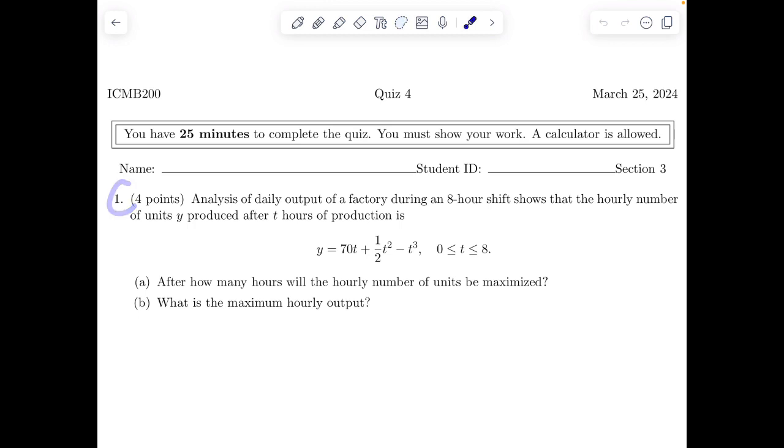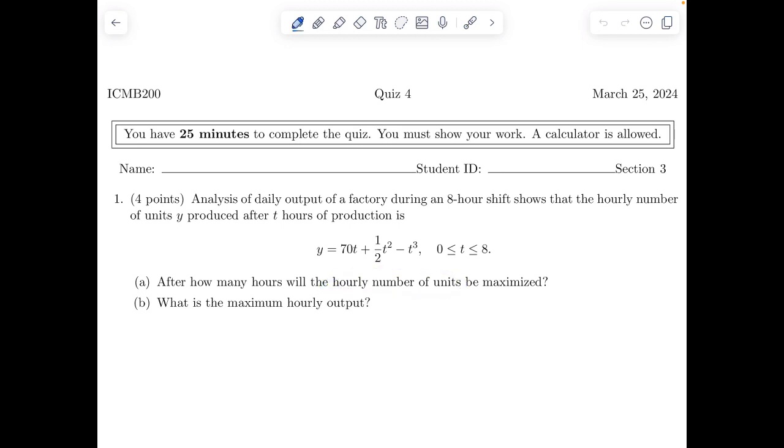It's a daily output of a factory of this 8-hour shift. It shows that the hourly number of units, which is denoted by Y, produced after t hours can be captured by these equations. And you see that the t has to be in this closed interval from t equal to 0 to t equal to 8. The first question asks, after how many hours will the hourly number of units be maximized? So the keyword is this. We want to maximize the hourly number of units, which is the y.